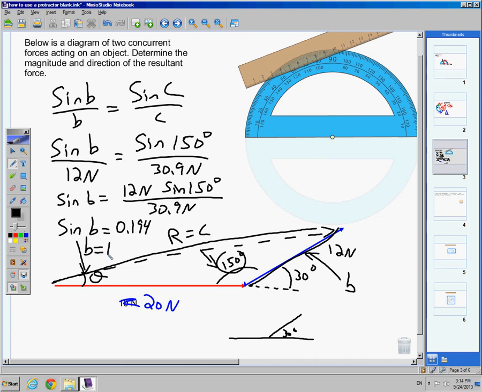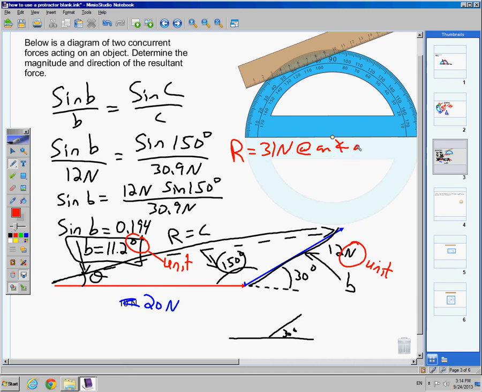B equals 11.2 degrees. Remember, degrees has to be there. This is a unit. So our final answer is resultant equals 31, I'm going to round off, newtons at an angle of 11 degrees north of east. And that was the final answer for that one.